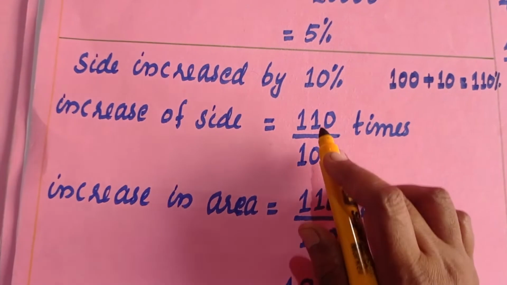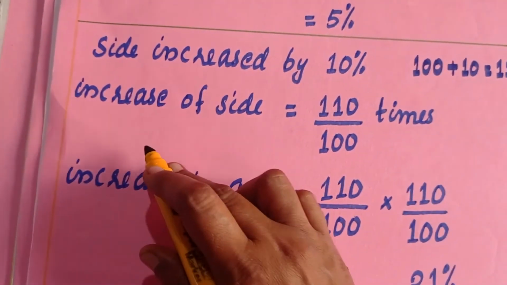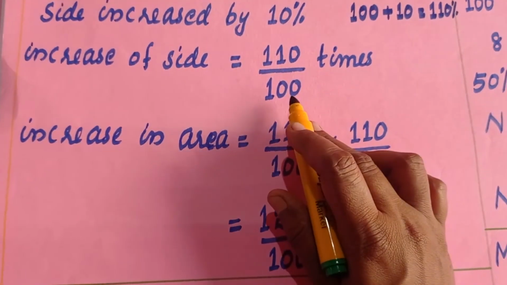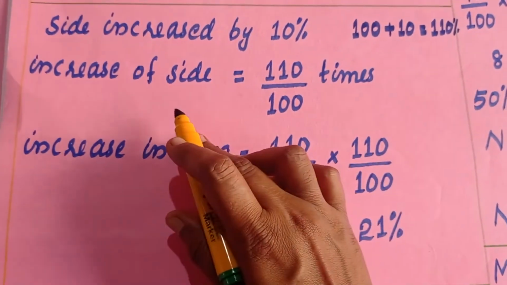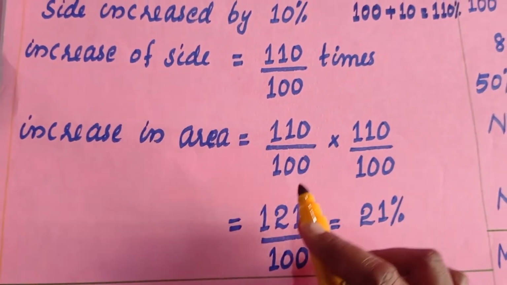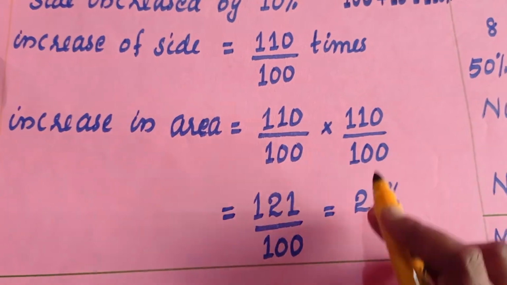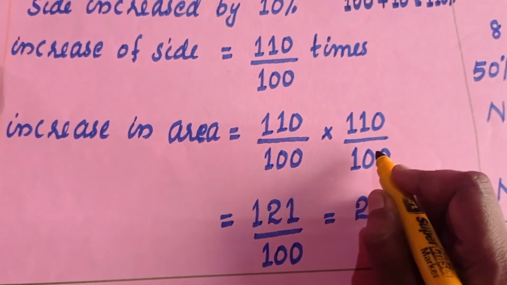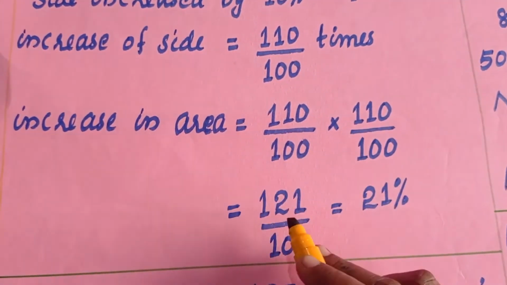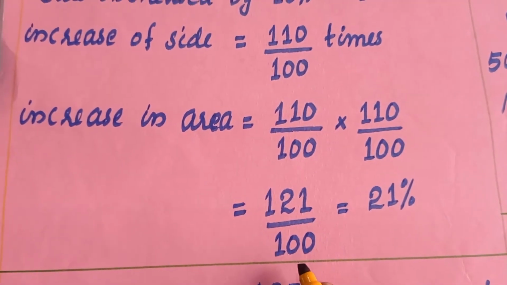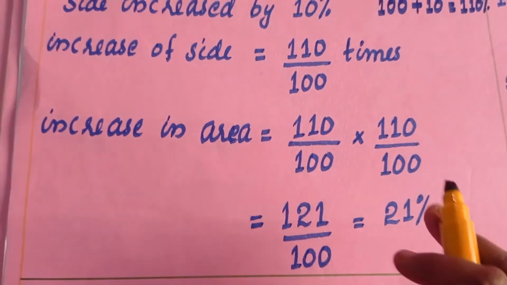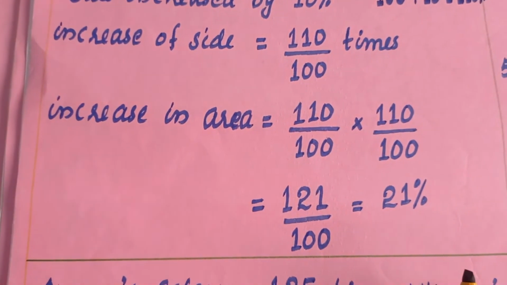110% can be written as 110 by 100 times. That is the increase of the side. Then the increase in area is side into side. Here the side is 110 by 100, so the area is 110 by 100 into 110 by 100. Then cut 10 here and 10 here. Then 11 into 11 is 121. 121 by 100, that is 121%. That is a 21% increase.